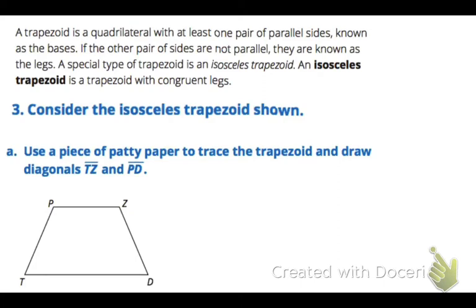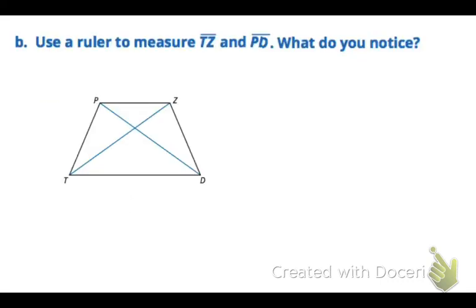So we're not going to use a patty paper to trace this, but I want you to go ahead and draw the diagonals for this part. So go ahead and draw your diagonals. Remember, opposite angles, non-adjacent angles. Once you have your diagonals, hopefully they look like this. You're going to go ahead and take a ruler and measure your diagonals TZ and PD, and you're going to tell me what you notice from there.